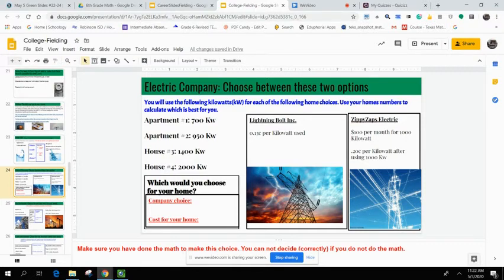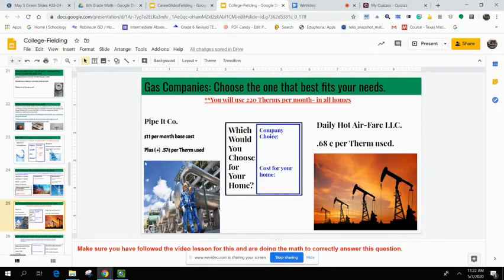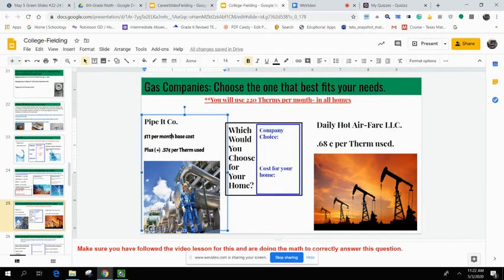And then on the next slide, 25, again, we're choosing a company. This is gas. We have two choices, Poppet Company and Daily Hot Airfare LLC. This one is simply per therm, 68 cents per therm. This one is $11 per month. That's for your base cost. So you're going to add $11 to whatever you have to multiply here. This one up here says we're going to use 220 therms per month.